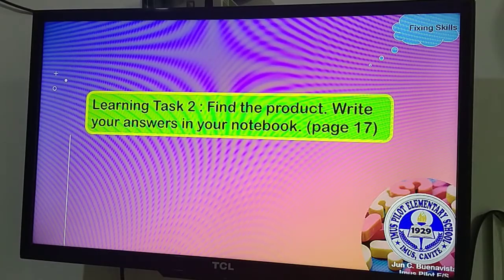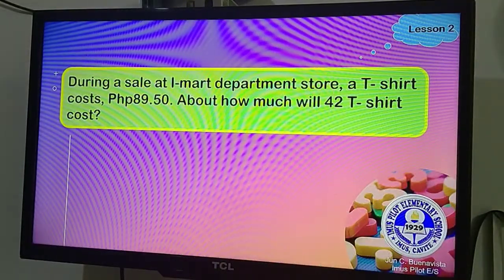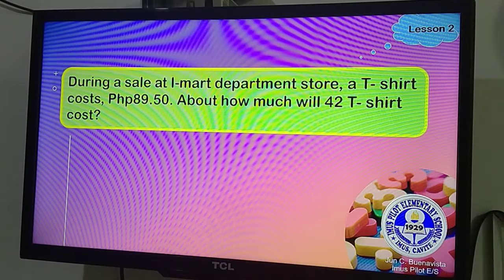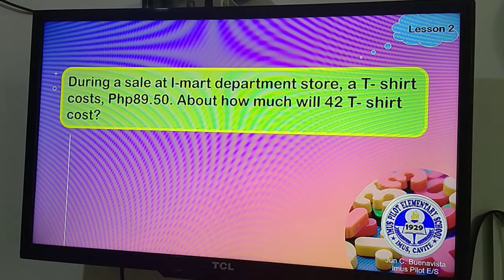Okay, let's go now to our lesson number 2, estimating the product with reasonable answer. Okay, let's have an example problem. During a sale at iMart department store, a t-shirt costs 89 pesos and 50 centavos. About how much will 42 t-shirts cost? Look at the question, about. When we say about, you are going to estimate. Pag may nakita kayo sa problem na word na about, ibig sabihin nun, estimation. So, you are going to estimate.